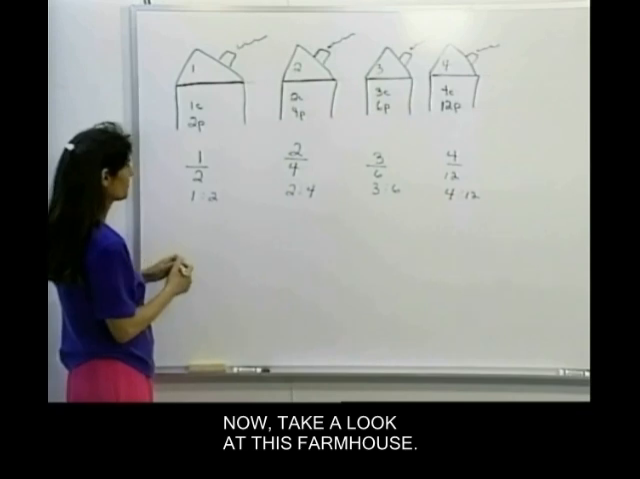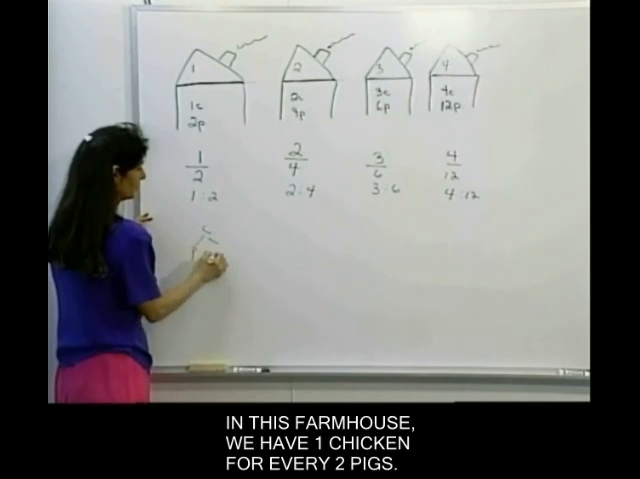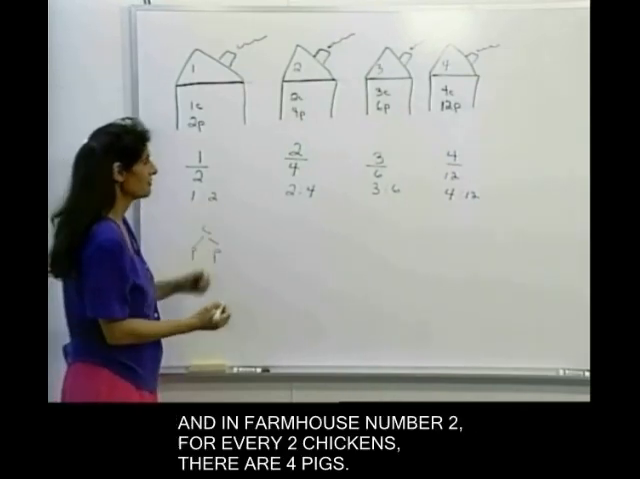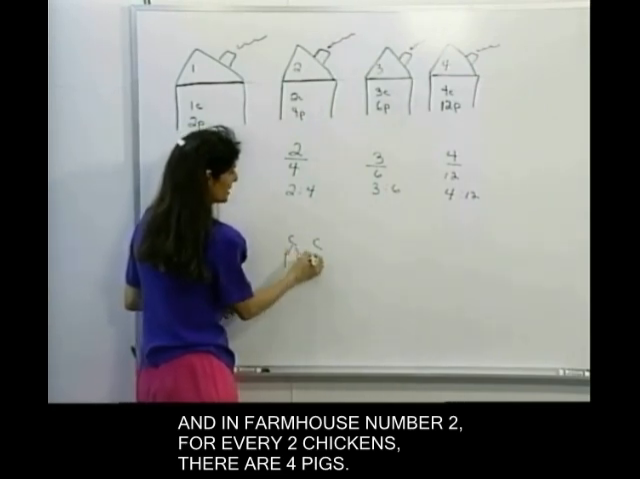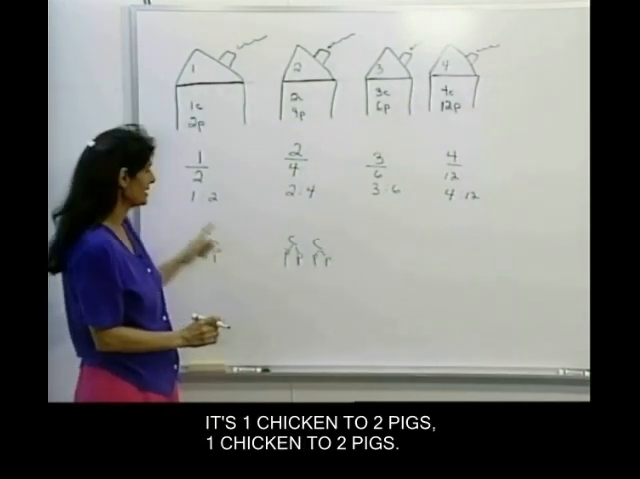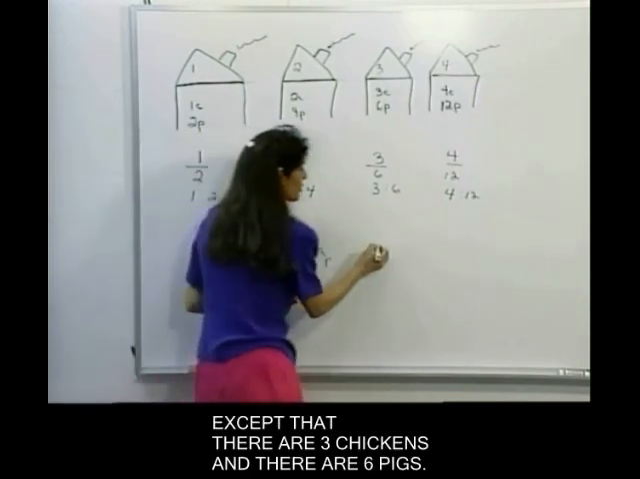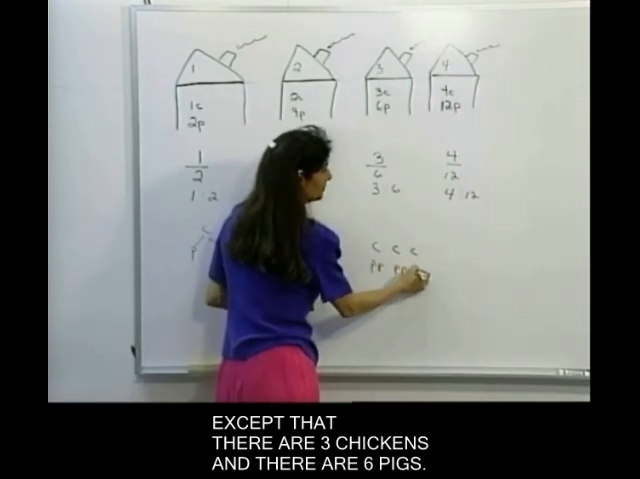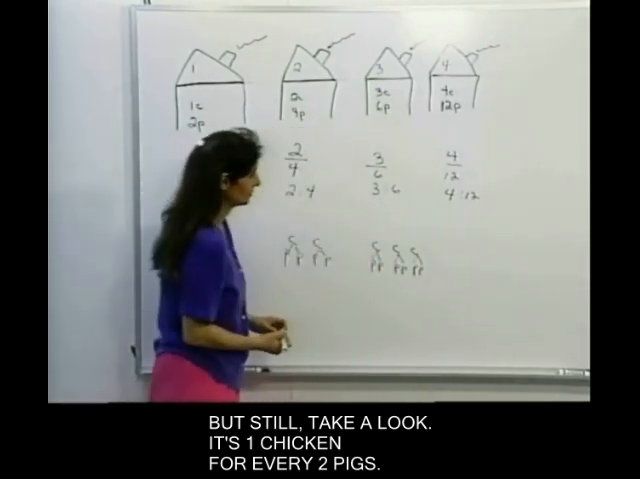Now, take a look at this farmhouse. In this farmhouse, we have 1 chicken for every 2 pigs. So the basic unit of structure is 1 chicken to 2 pigs. And in farmhouse number 2, for every 2 chickens, there are 4 pigs. But take a look at the basic unit of structure. It's 1 chicken to 2 pigs. In the third farmhouse, it's the same, except that there are 3 chickens and 6 pigs. But still, it's 1 chicken for every 2 pigs.